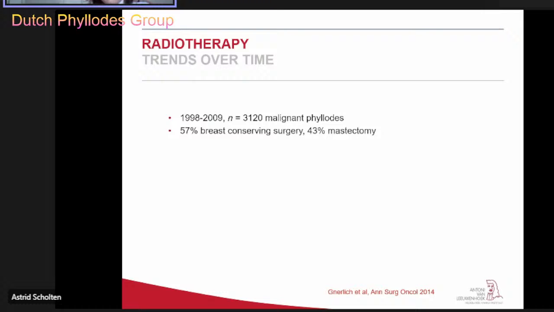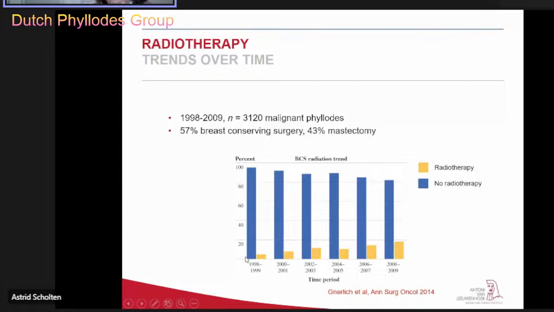Närlich et al. investigated what the trends were over time in using radiotherapy for malignant Phyllodes tumors. And as you can see, the use of radiotherapy has increased over time. So it's almost 20% of patients nowadays with breast-conserving surgery or a mastectomy receive radiotherapy.